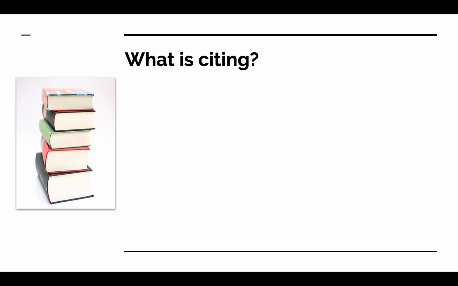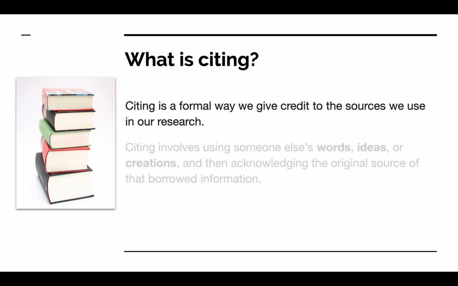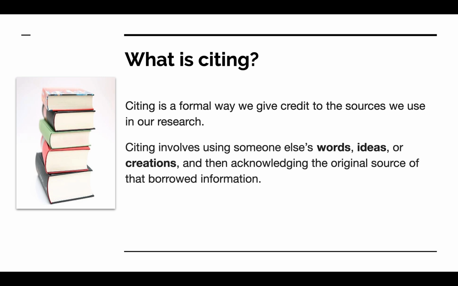So what exactly is citing? When in college, your professors will expect you to use and analyze outside sources. Citing is the formal way that we give credit to those outside sources that we're using in our academic research. It involves using someone else's words, ideas, or even creations and acknowledging the original source of that borrowed information.